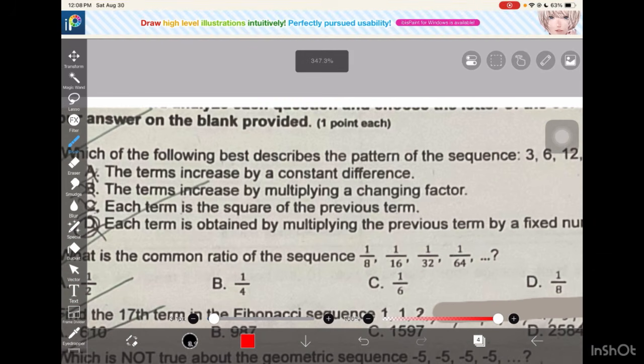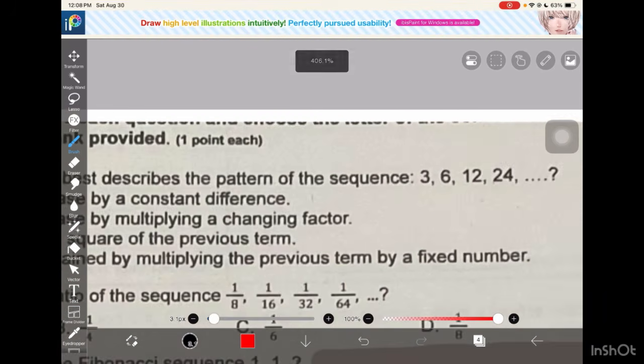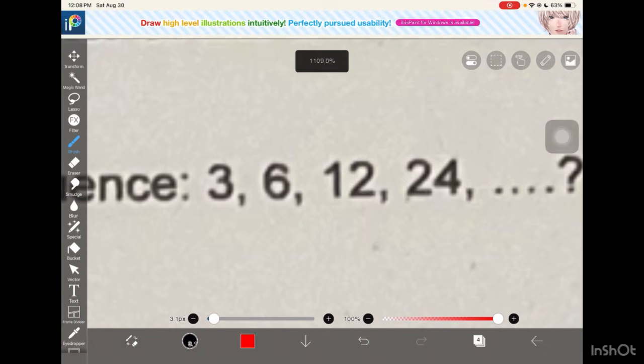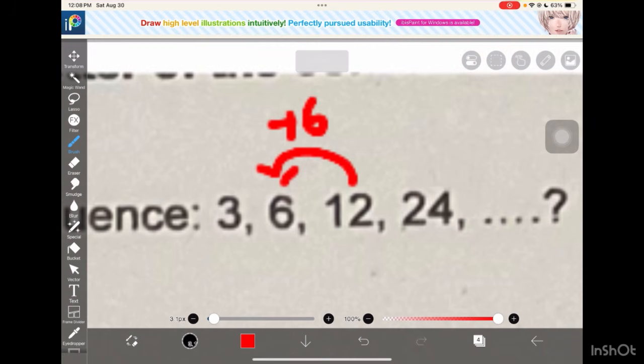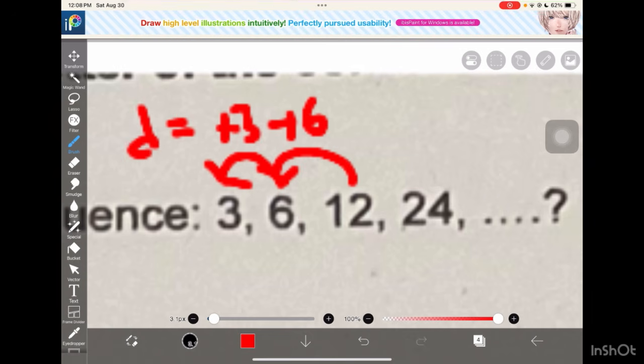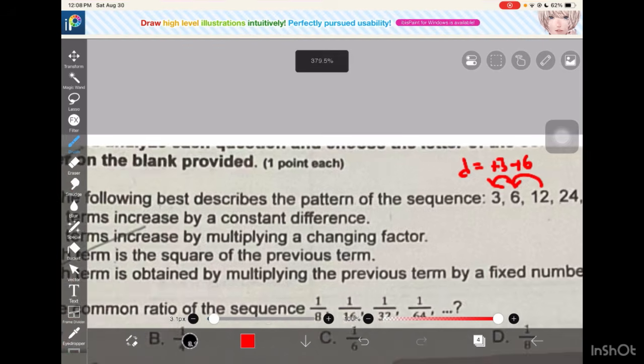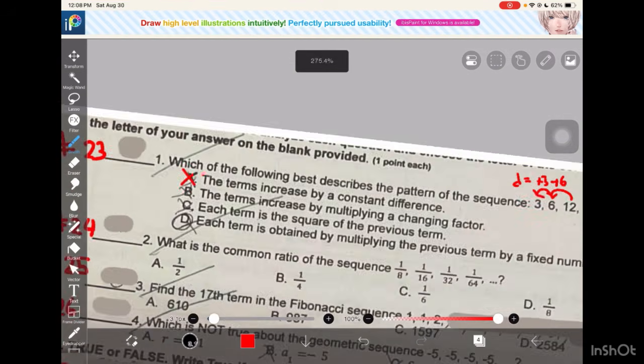The terms increase by a constant difference. It means that it's increasing by a common difference. But as you could see over here, 12 minus 6 is plus 6, and 6 minus 3 is plus 3. So this is the difference that they assume is constant but is not. So therefore letter A is incorrect.